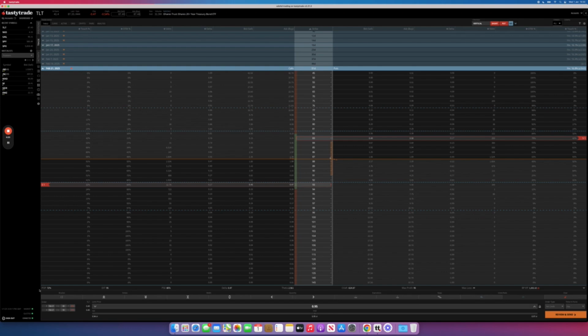So if we look in the bottom left corner, we have a POP of 72%. POP is probability of profit, and that simply means the probability of making at least 1 penny on this position at the point of expiration.